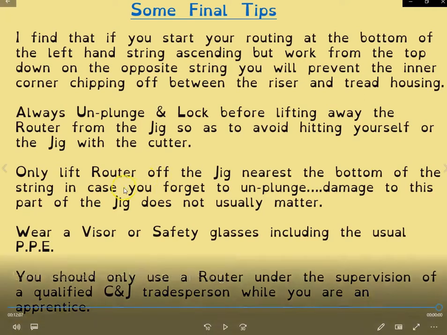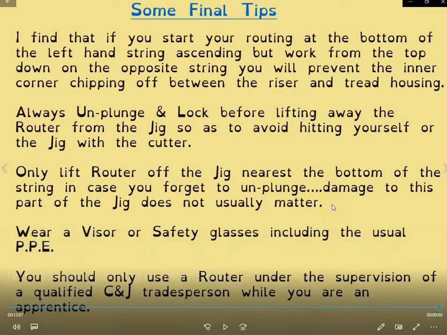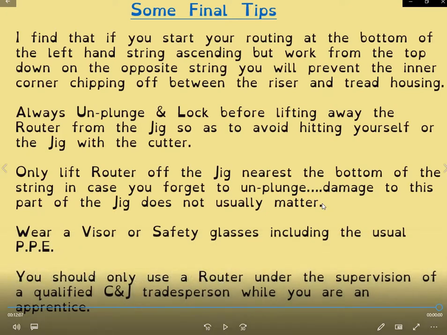And here, the point I made earlier: only lift the router off where, if you damage it, it won't be up where the thread and riser will be meeting the string. So the best place is always as near to the bottom edge of the string as possible, if you're lifting it off the jig. But you should have it unplunged before you lift it off anyway.